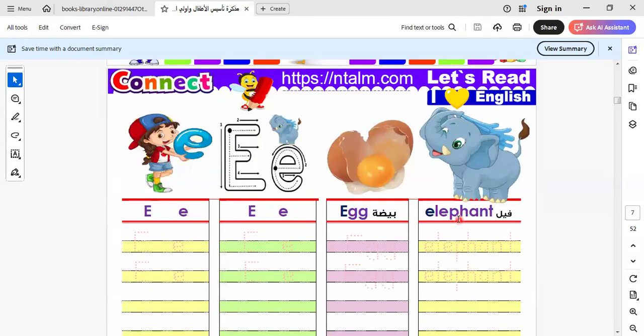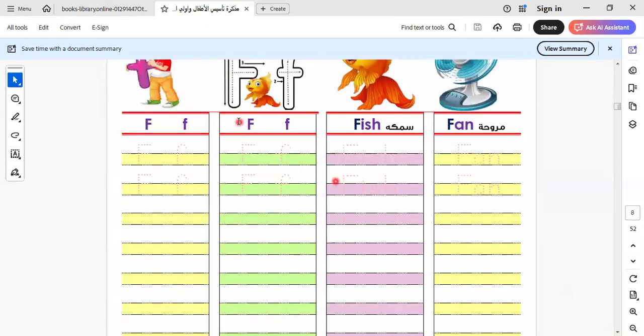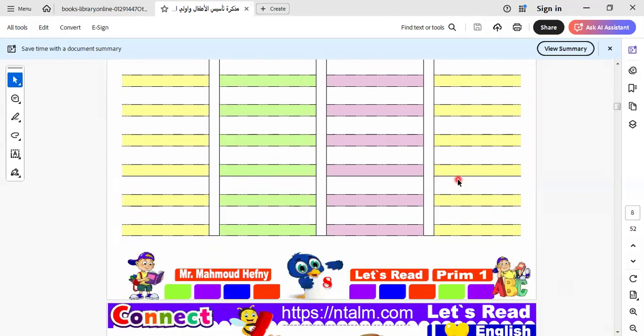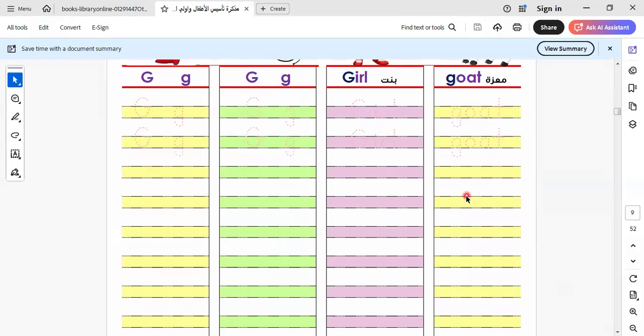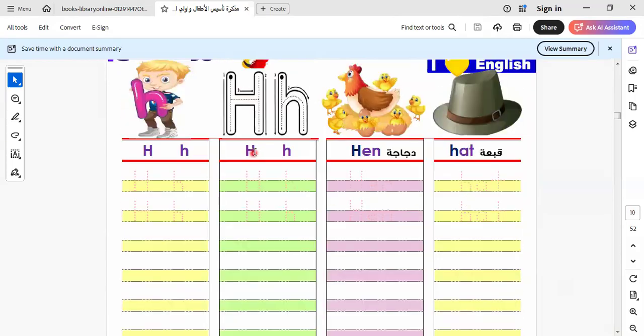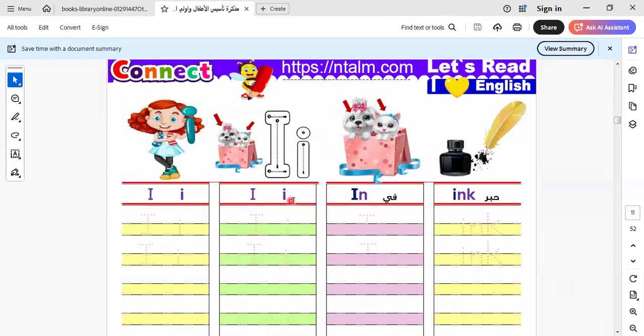And we know that PH is pronounced as F, okay? Here we have capital F and small f, fish and fan. Capital G and small g, girl and goat. Capital H and small h, hen and hat. Capital I and small i, in and ink.